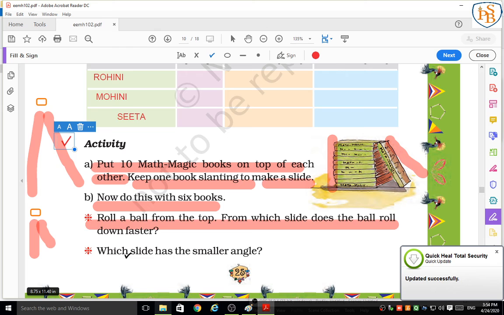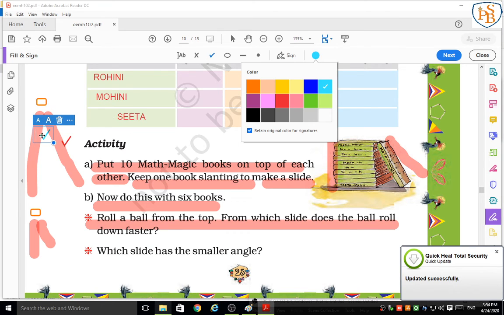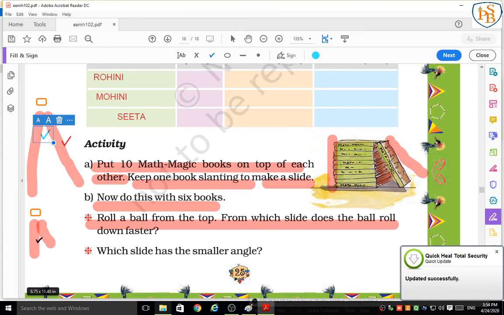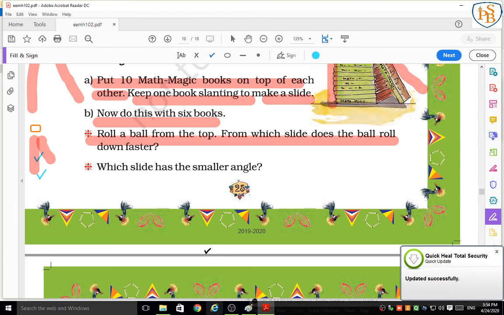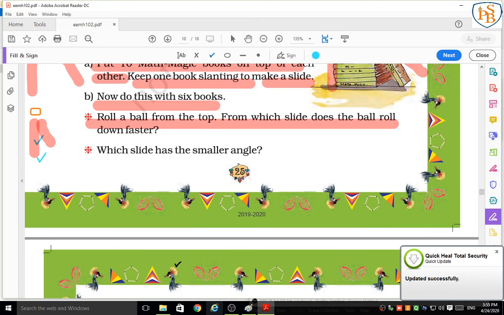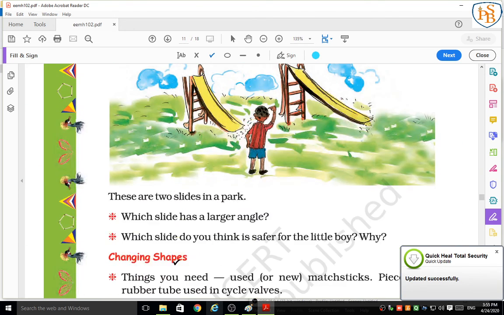The next question, which side has a smaller angle? If we can see the angles from 10 books, we'll use a different color, the angles from 10 books and from the 6 books. Correct, students? You can see which side has a smaller angle, 10 or 6? Correct. The 6 books has the smaller angle. Right, students? Okay. Like this, again we have some questions.